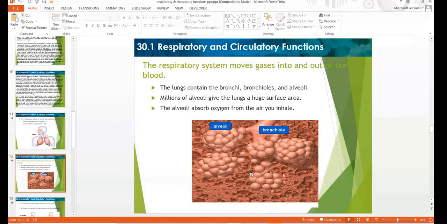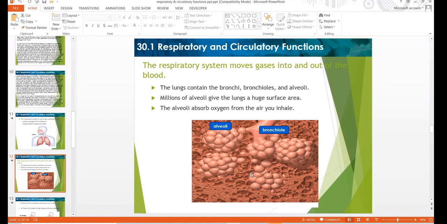Now let's talk about the respiratory system. It moves gases into and out of the blood. How does it do that? The function of the respiratory system is to bring oxygen into the body and to expel carbon dioxide and water vapor. Right?